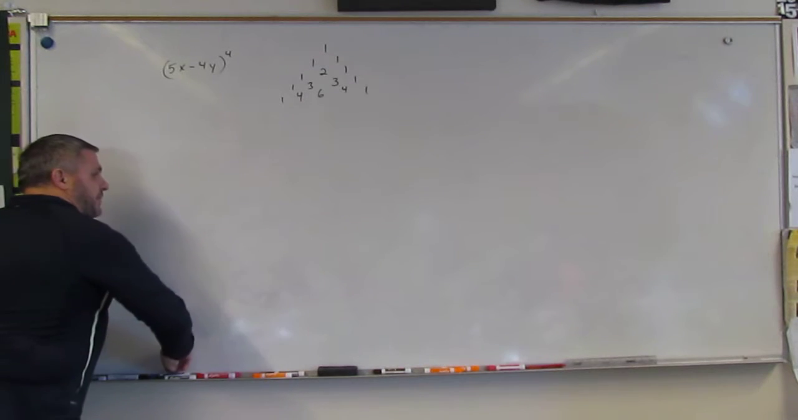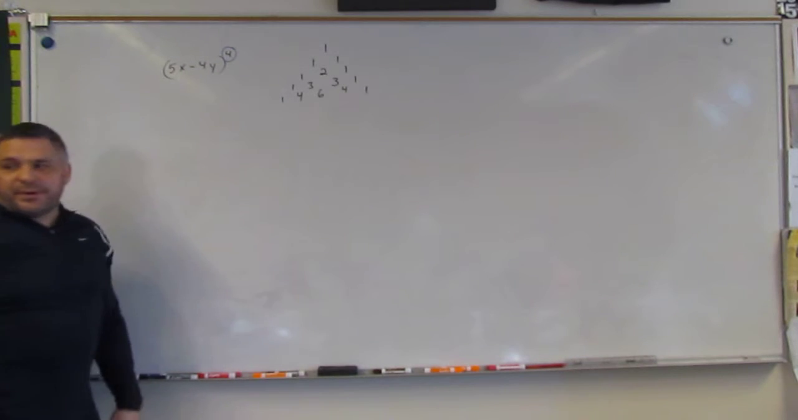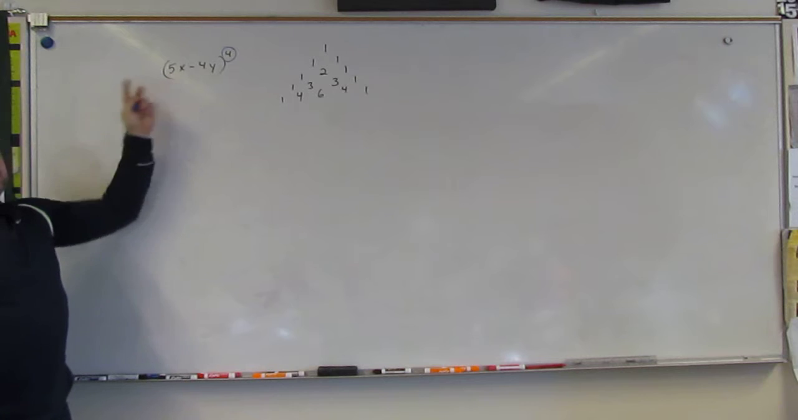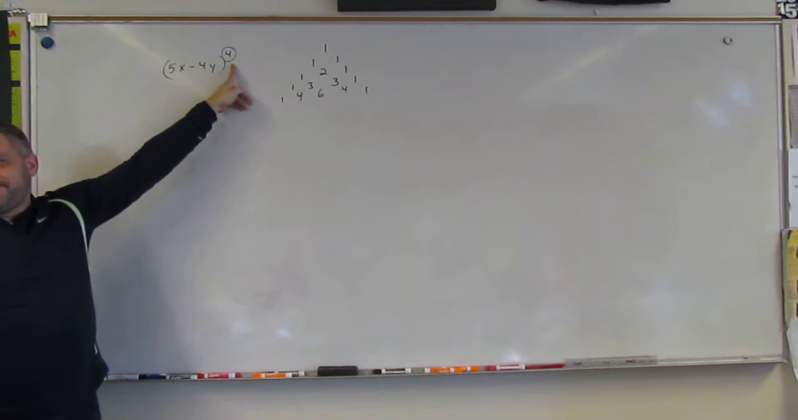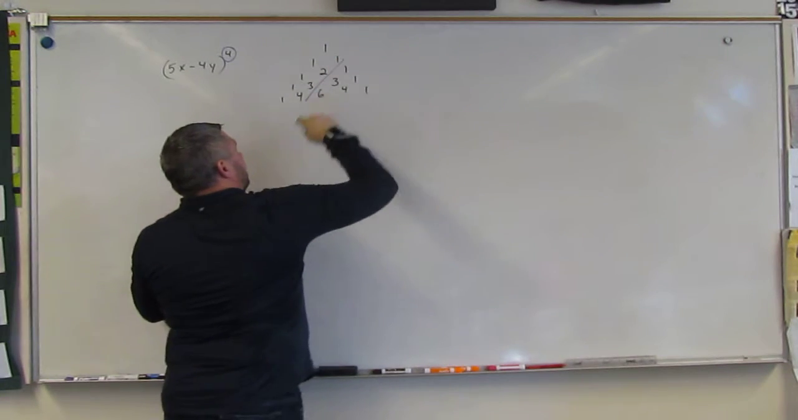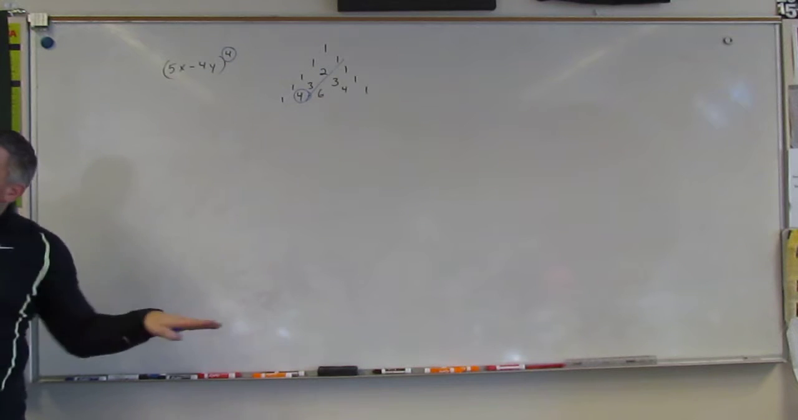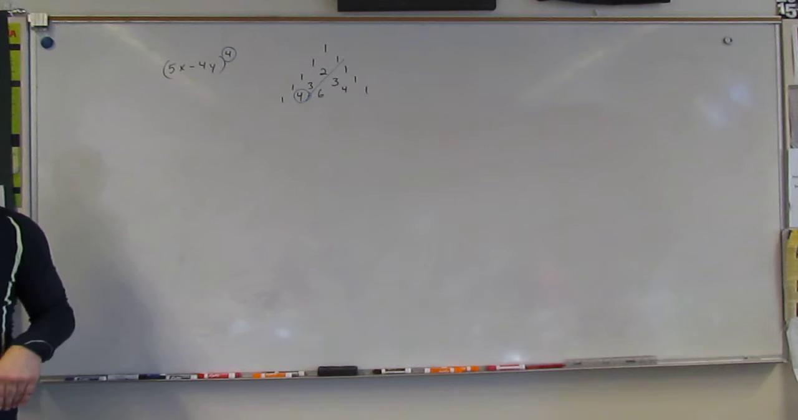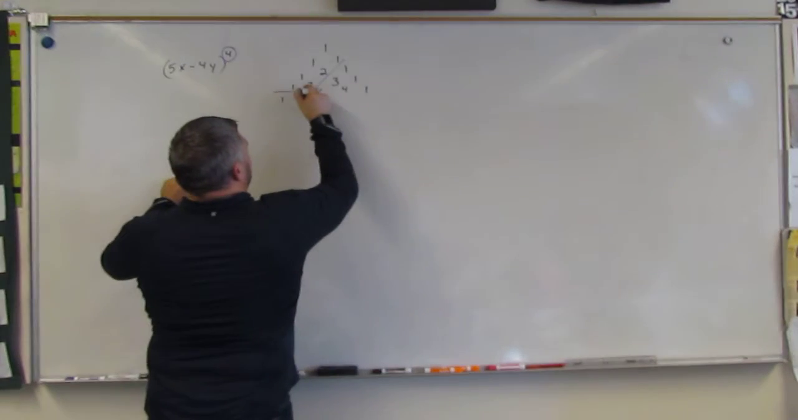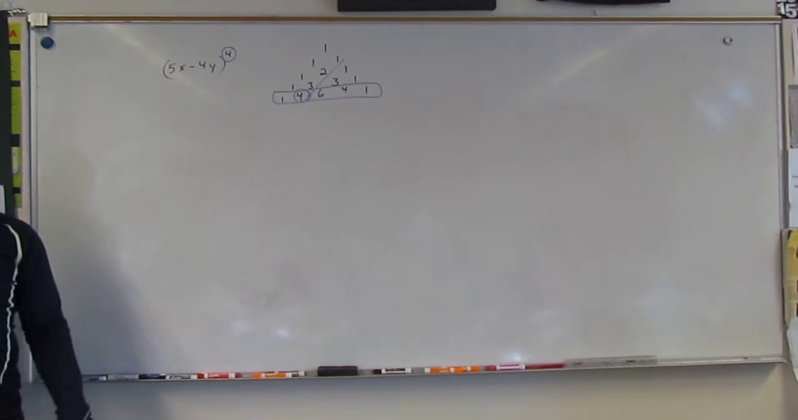Why can I stop? The reason is that this guy's a 4 up here. It's not because of this guy, it's not because of this. It's because the exponent's a 4. And I'm looking along this line right here, and I see that there's a 4 right here. Okay? So that's the level of the pyramid that I want. And so the way my equation is going to look is like this.